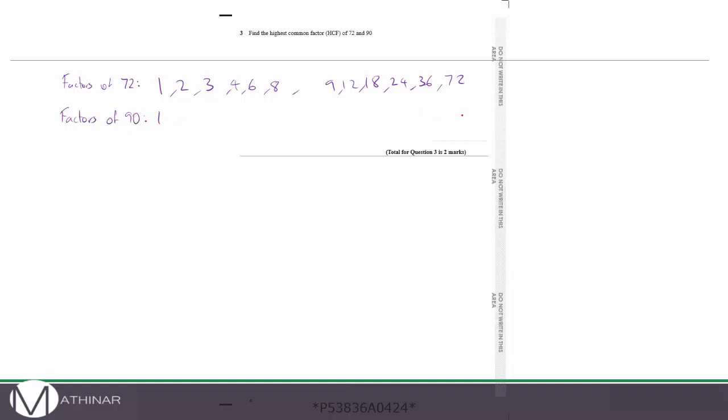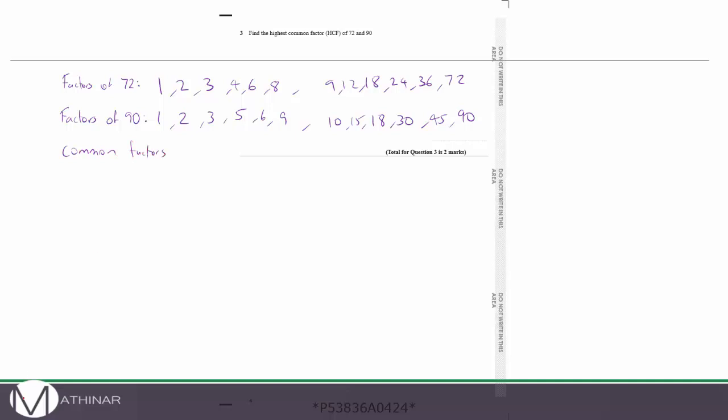So 1 times 90, 2 times 45, 3 times 30, 4 doesn't go in, 5 times 18, 6 times 15, 7 doesn't go, 8 doesn't go, 9 goes in 10 times, and then 10 we've already got. So these are all the factors of 90. And what we're interested in is what's the highest common factor, so we can write the common factors.